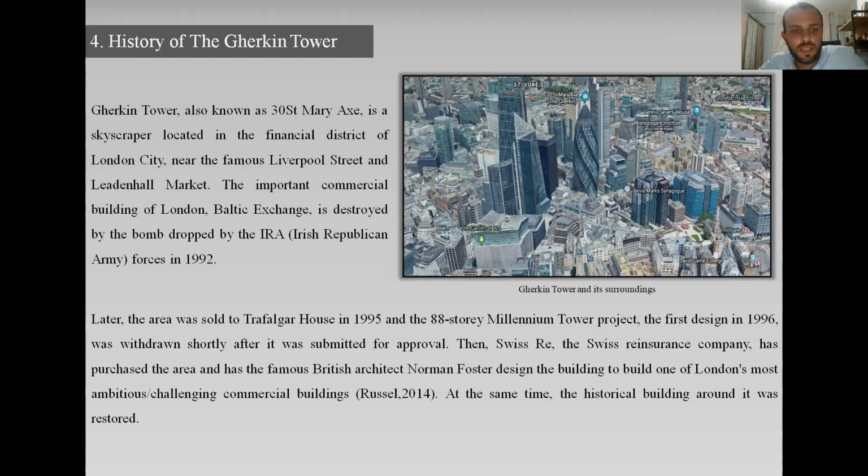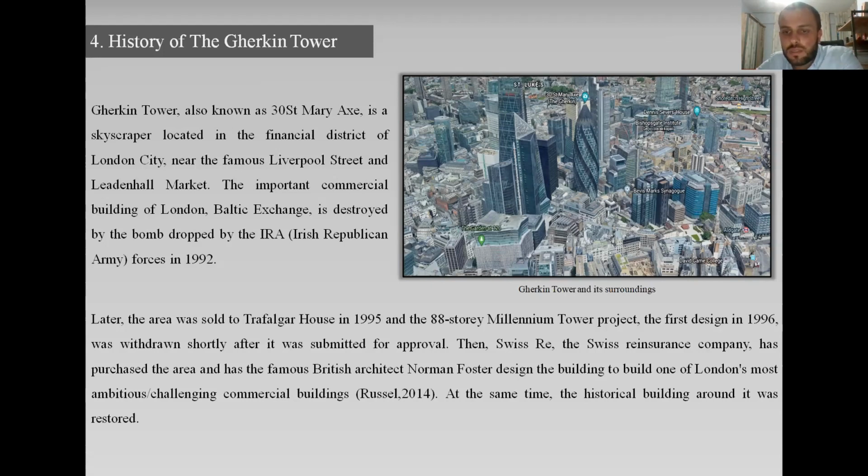1992. Later, the area was sold to Trafalgar House in 1995, and the 88-story Millennium Tower project, the first design in 1996, was withdrawn shortly after it was submitted for approval. Then the Swiss Re office.